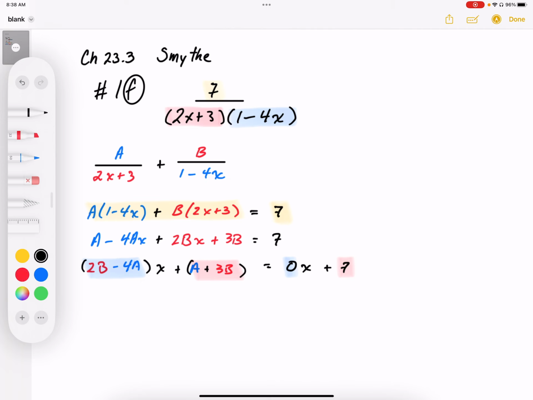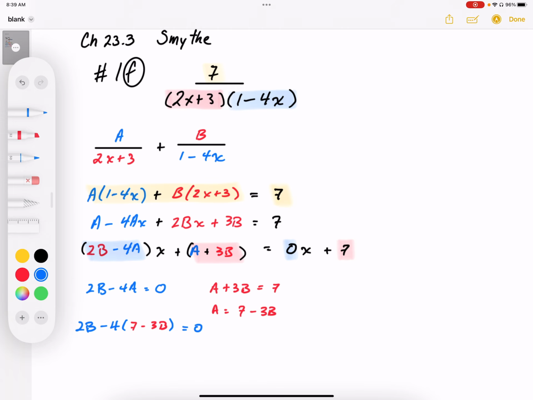So starting with 2b minus 4a equals 0, because there's a 0 coefficient there, and our second equation ends up being a plus 3b is equal to 7. So I'm going to, in this case, maybe solve for a. So I end up with 7 minus 3b. Then I'm going to substitute into the original equation, the blue equation, 2b minus 4 times, and instead of a, we're going to replace that with 7 minus 3b, and that's going to be equal to 0.